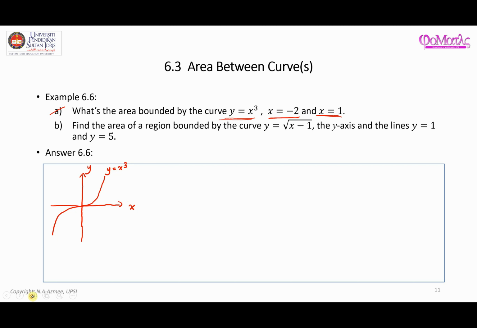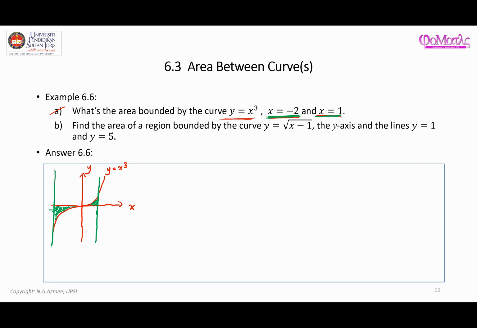And next we are going to find the boundary. So the boundary is x is equal to -2. It could have been somewhere here. So we have a line here, x is equal to -2. Next we have x is equal to 1, could have been somewhere here. So this is x is equal to 1, and therefore the area that you are looking for is this area bounded by the curve. Okay, and this area.